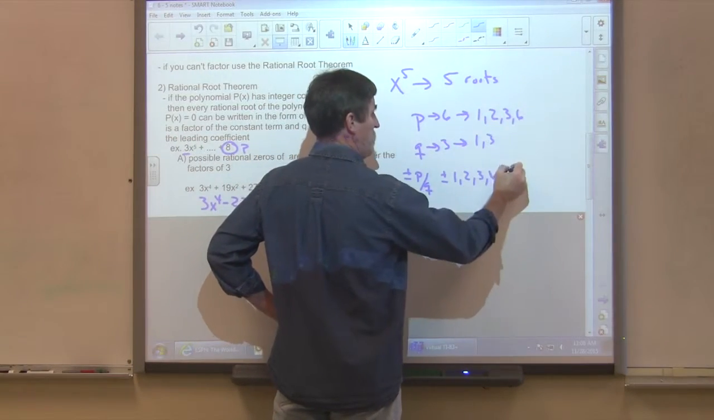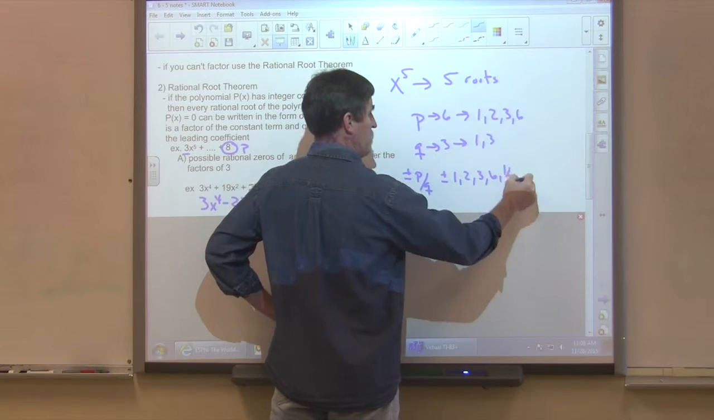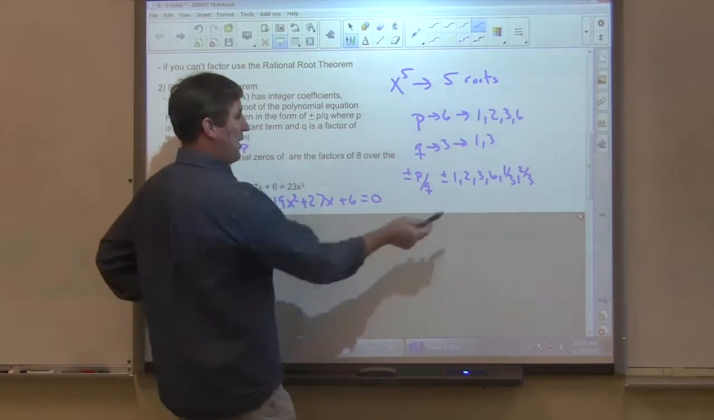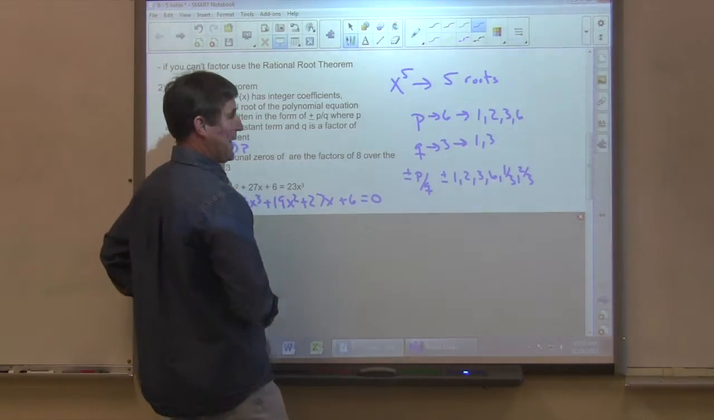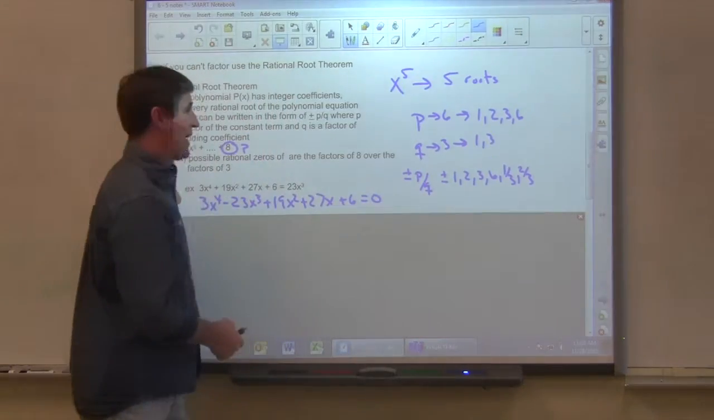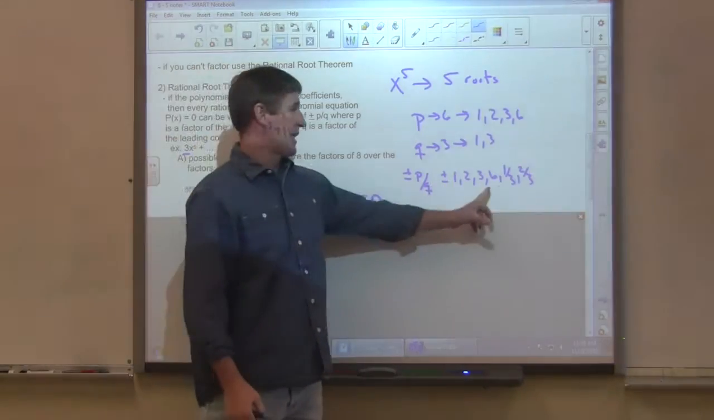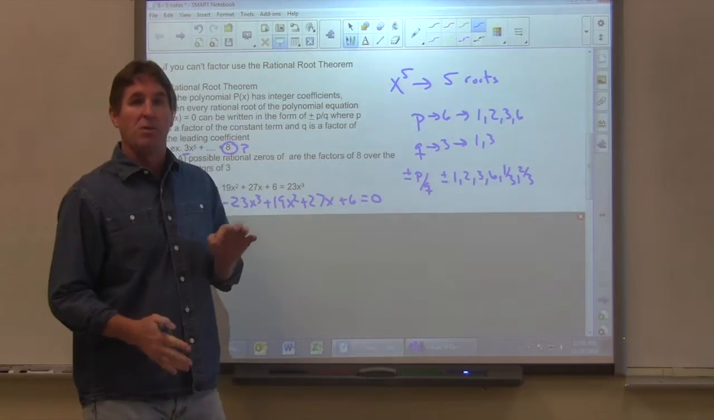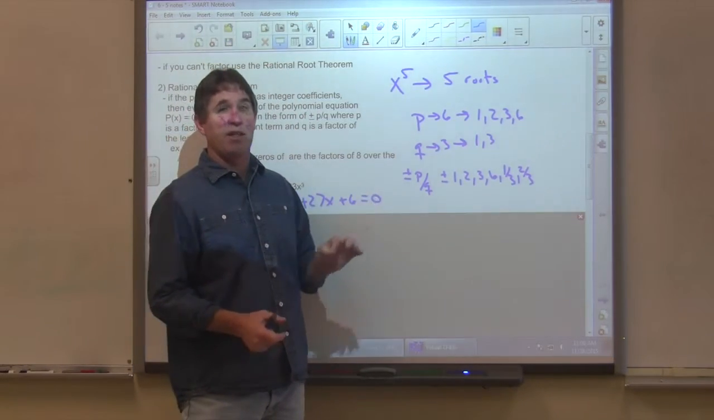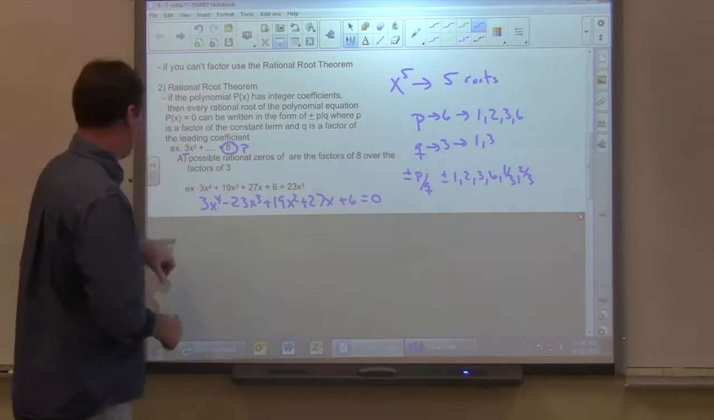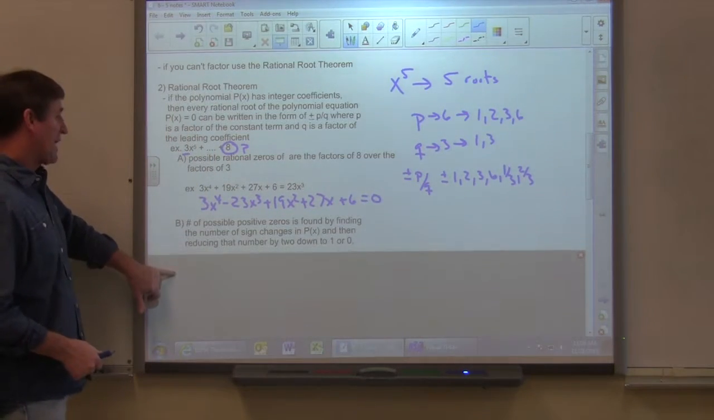So we get 1/3, 2/3. Now if we did 3 over 3, 3 over 3 would be 1. Well, we already have 1, so we don't need to write that again. And 6 over 3 is 2, so we already have that. We don't need to write that again. So that gives us 6 possible numbers to try. And what we're going to do is go back, because we remember when we did synthetic division, if the remainder was 0, we knew that it was a factor of the polynomial.